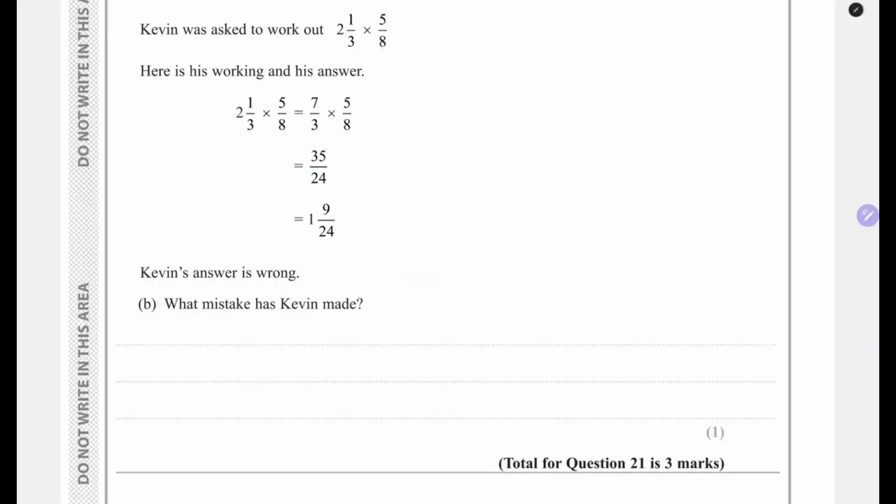Part B says, Kevin was asked to work out 2 1/3 multiplied by 5 over 8. Here is his working and his answer. Kevin's answer is wrong. What mistake has Kevin made? So if we go through Kevin's working out, the first thing that he's done is he's changed the 2 1/3 into an improper fraction. And so that's 2 multiplied by 3 plus the 1 over 3. That's 6 plus 1 over 3, which is equal to 7 over 3. So he's done that correctly.